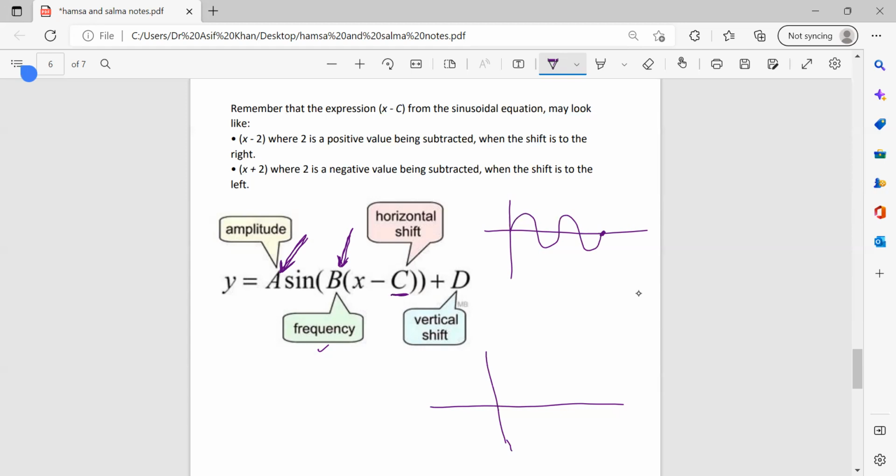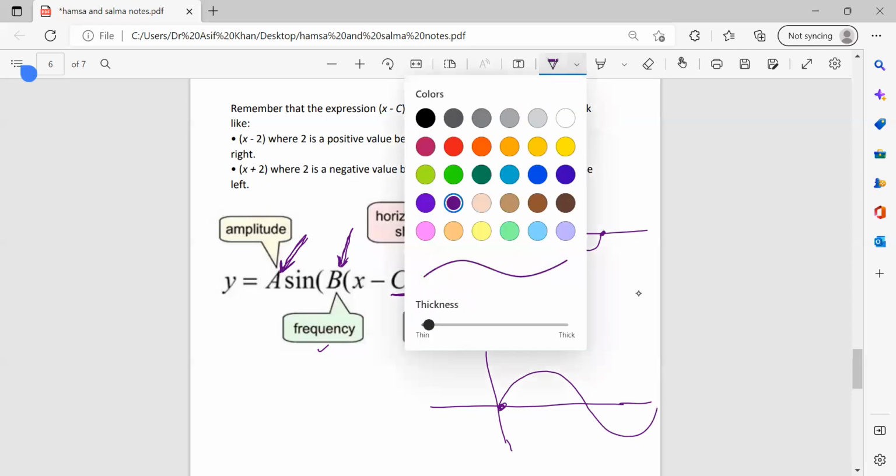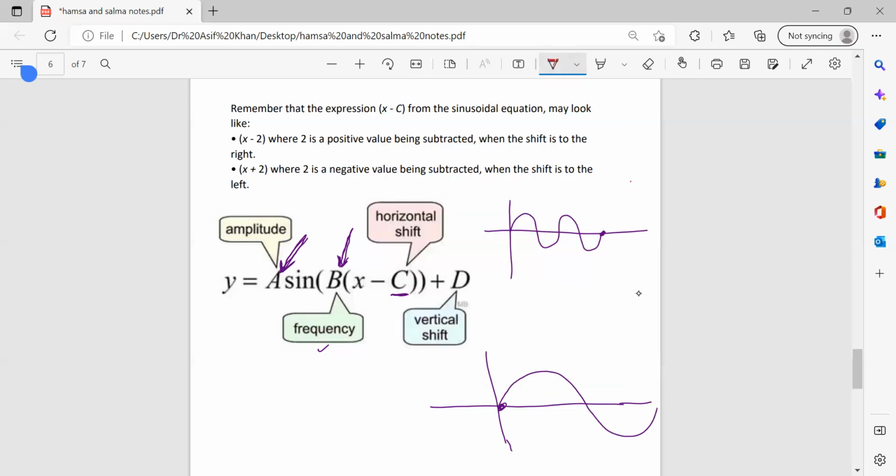But here, C means what? Whenever you shift, let's suppose your original curve is like this. If you subtract any number, this curve will start from here, like this one. All the values will shift forward whenever the number is negative, x minus 30, x minus 60, like this. And if it is plus, it is moving to that side. So it will start from here.